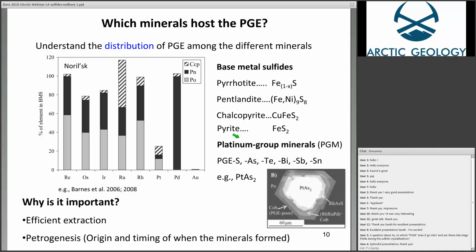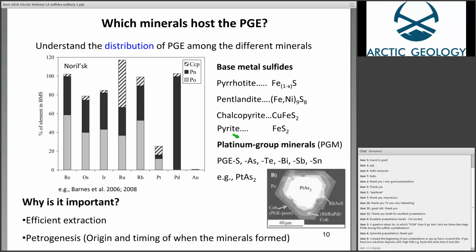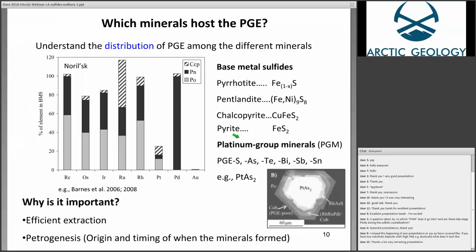I see Clifford has a question about gold. Which PGM does it go into? Gold, I never found, well, I see trace amounts when I lasered a tiny bit of gold, but it wasn't really a PGM. It was mainly electrum, so a mixture of gold and silver. Occasionally I saw them with the late-stage PGMs, so in the copper-rich veins. Otherwise, I never really saw them at all.